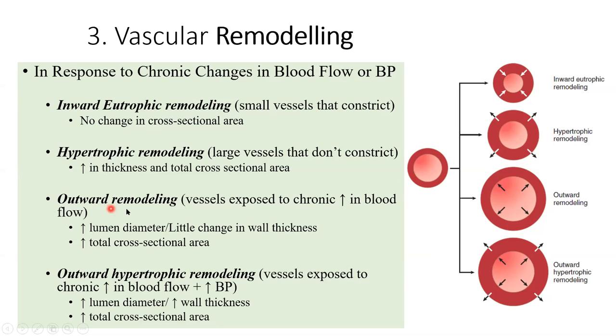Third point is outward remodeling. When this whole system is exposed to even further chronic increases in blood flow, so the kidneys keep on adding volume to the blood, okay? What happens is this will then expand. The lumen of these large vessels will expand with little change in the wall of the vessel, and you have a total increase in cross-sectional area. Now, look at the cross-sectional area here, and then look at the cross-section here. There's obviously a greater cross-sectional area through which blood can flow.